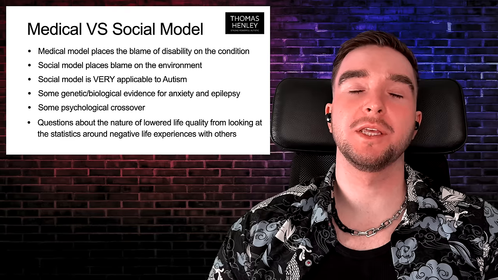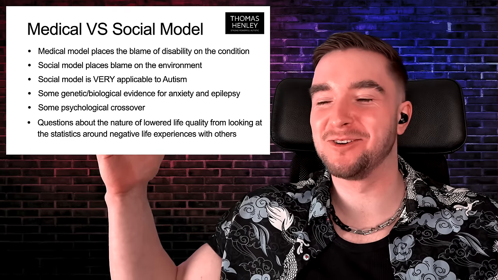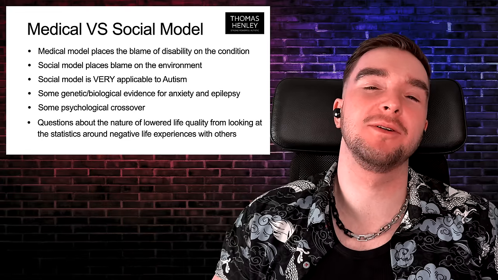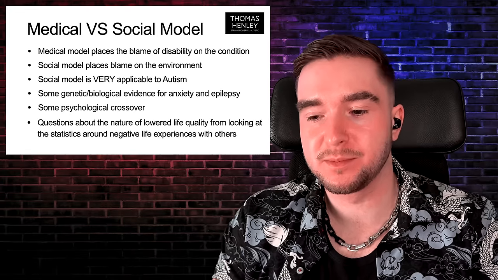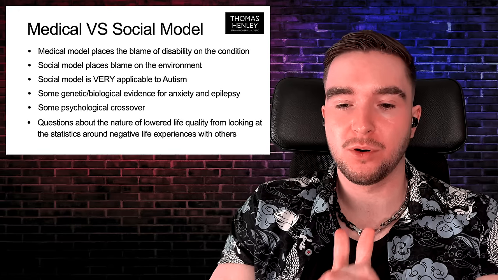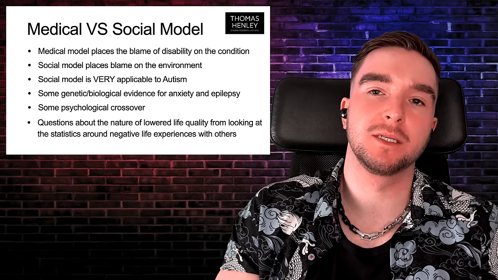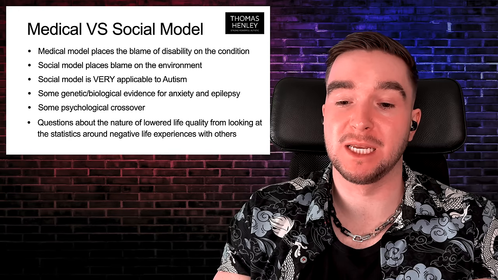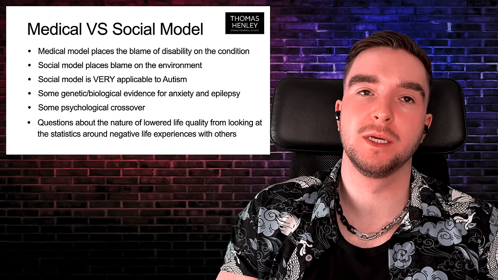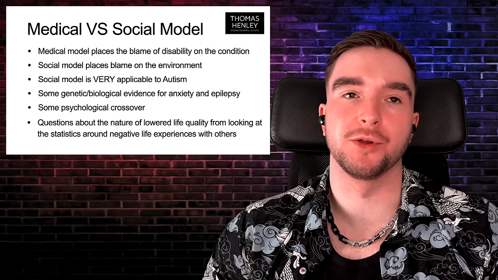That can also happen in shutdowns, in meltdowns, quite a lot for me, but also outside of them sometimes as well. So this wouldn't be a Thomas Henley video without talking about the medical and social model of disability. Really, really important way of framing exactly what autism is, why it's disabling, why it can be difficult for a lot of autistic people to be autistic. So let's compare these two models.